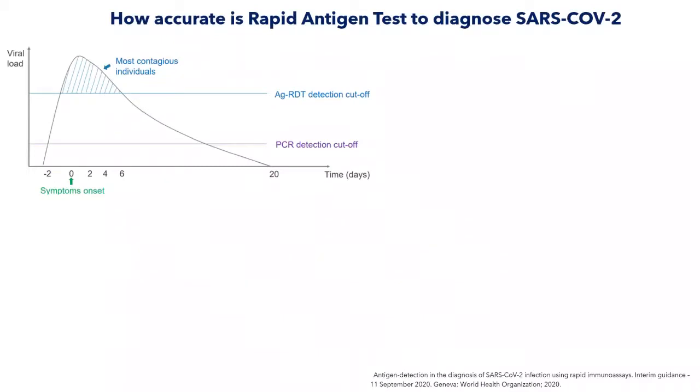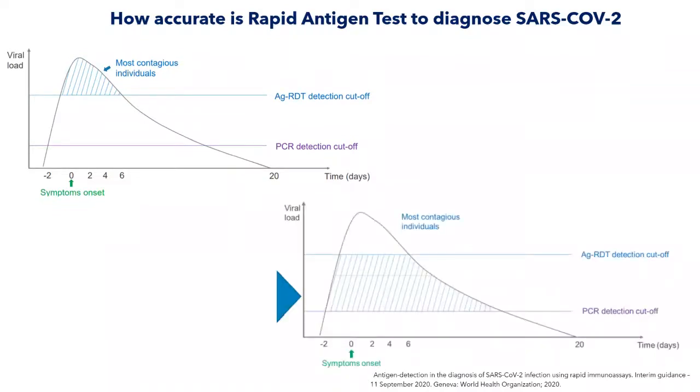This slide shows the sensitivity of rapid antigen test when compared with the gold standard PCR test. The graph shows the level of SARS-CoV-2 viral load over time from 2 days prior to symptom onset to 20 days post-symptom onset. It shows the cutoff values, that is the minimum viral load necessary for the infection to be detected by PCR and antigen rapid detection test. As you can see from the graph, antigen rapid detection tests are less sensitive. In other words, they require a higher viral load to be present for the test to be positive.